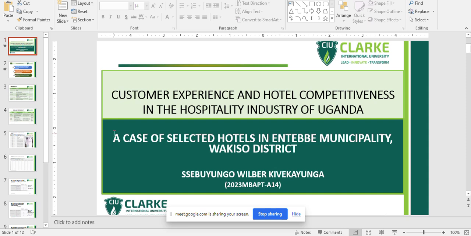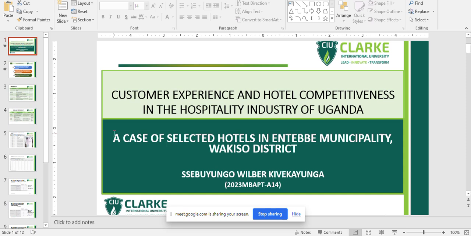Now in this study, I looked at the topic customer experience and hotel competitiveness in the hospitality industry of Uganda. So a case of selected hotels in Entebbe municipality, and that is in Wakiso district.